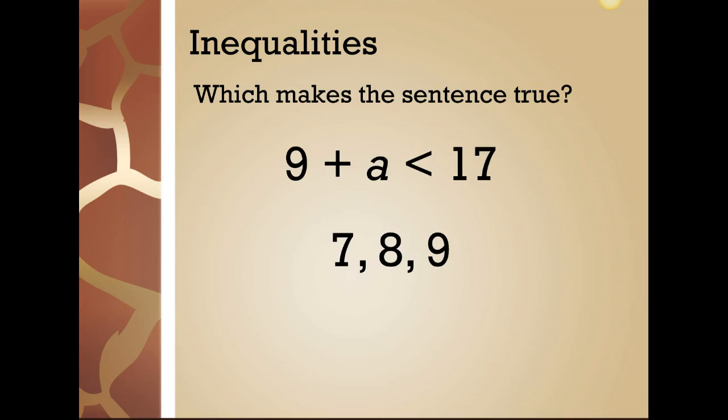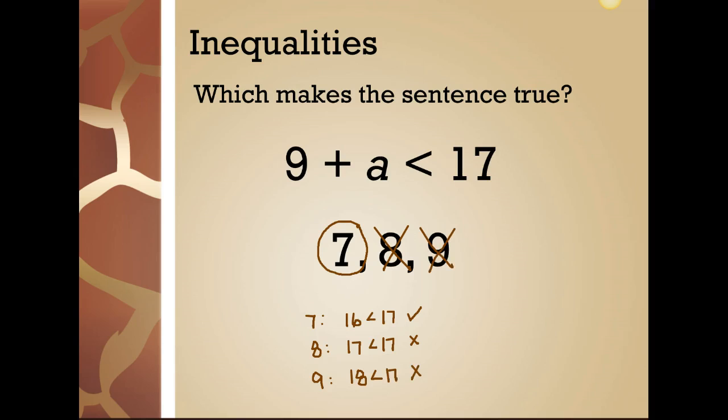Let's test each value to determine which makes the sentence true. 9 plus 7 is 16, and 16 is less than 17, so 7 makes the sentence true. 8 plus 9 is 17. That would leave us with 17 is less than 17, which isn't true because they are equal to each other. And finally, 9 plus 9 is 18. 18 is less than 17 is a false statement, so 9 also does not make the sentence true.